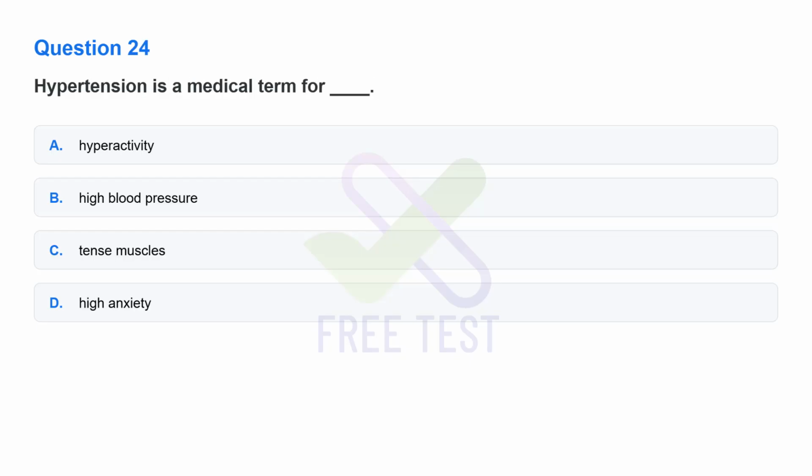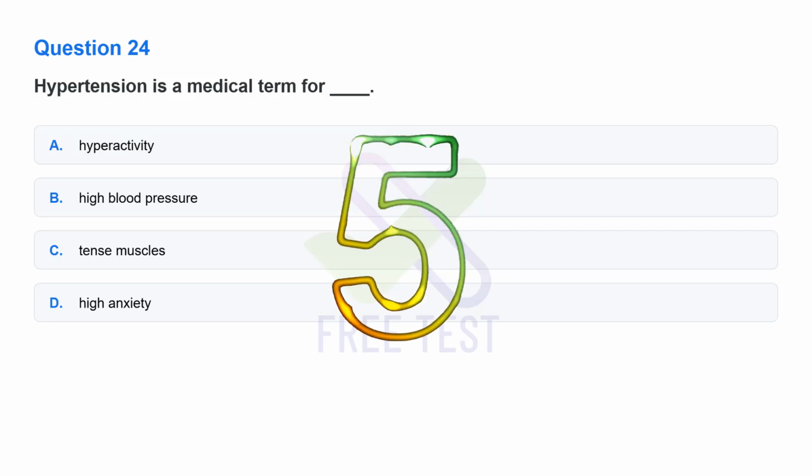Hypertension is a medical term for A. Hyperactivity. B. High blood pressure. C. Tense muscles. D. High anxiety.